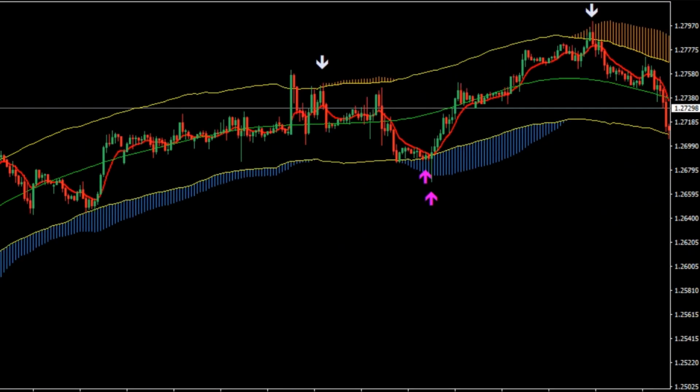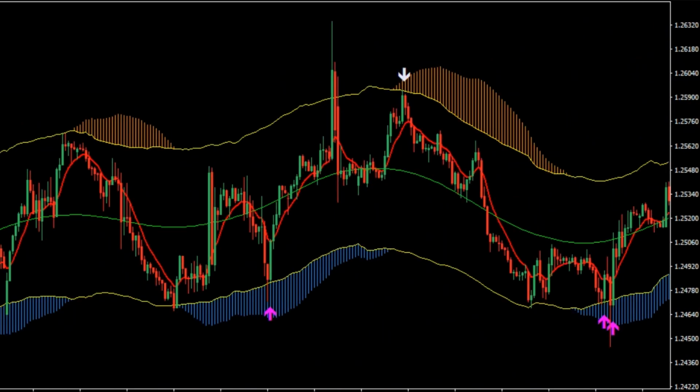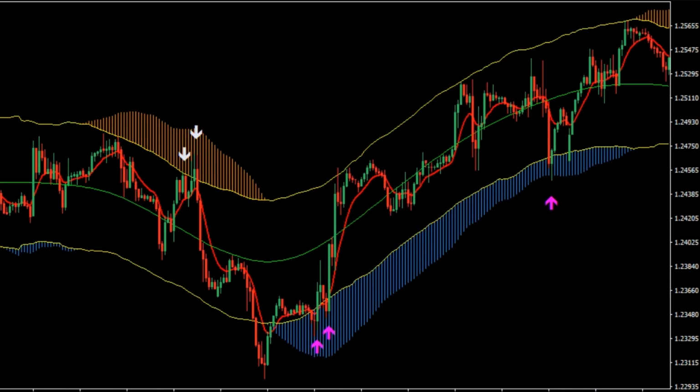So guys, go ahead and backtest this strategy plus this indicator and see how you can integrate them into your trading. I think that will be it for today.